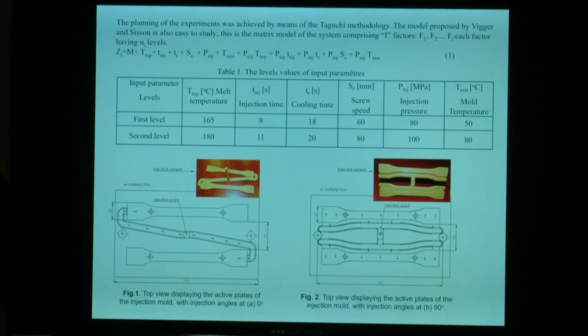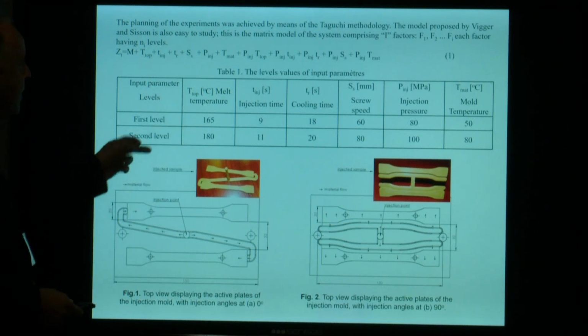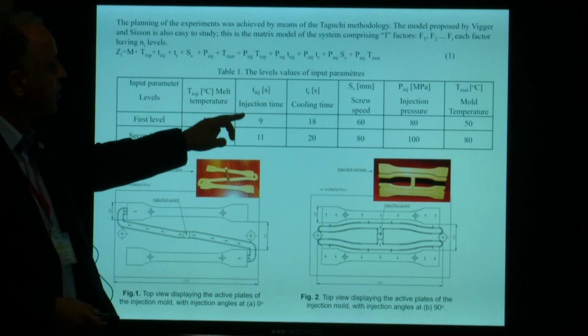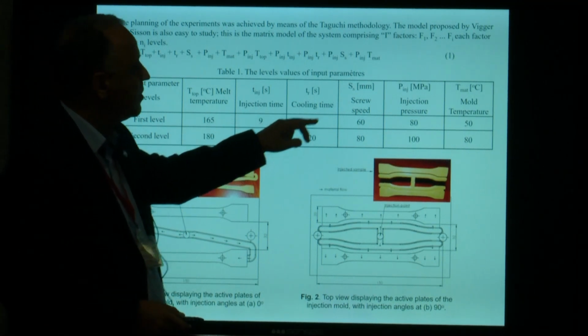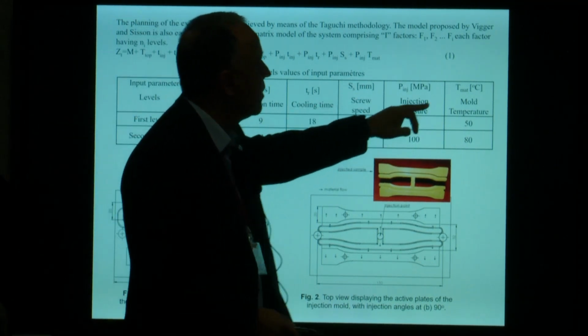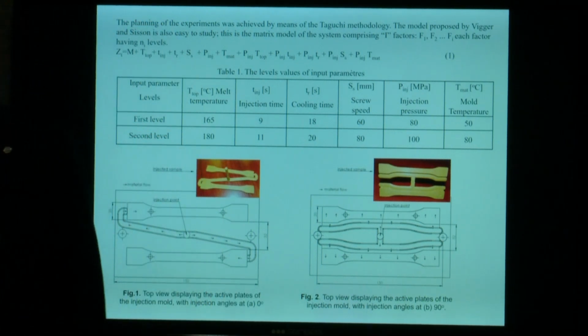The experimental results use the Taguchi method. Nowadays there are several different research methods that we can use, but Taguchi is also a good method to take into account. You can see the model for Taguchi and the level values of the input parameters: temperature, 2 levels, injection time, cooling time, screw speed, injection pressure, and mold temperature. Take into account the recommendations from technical literature.